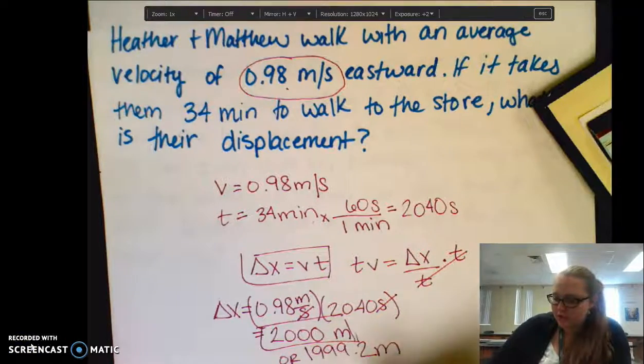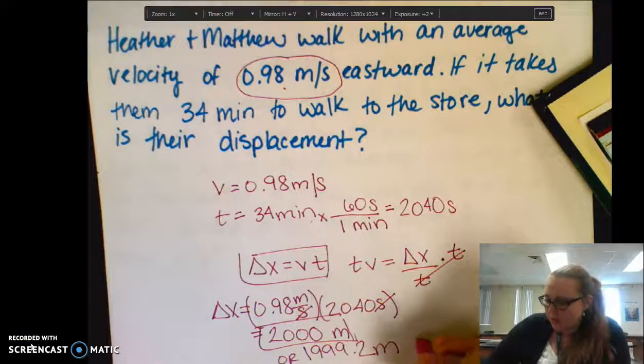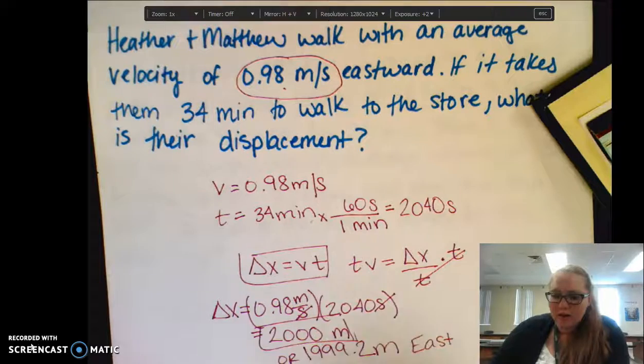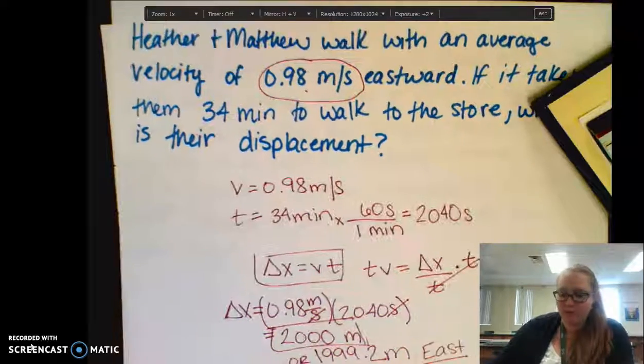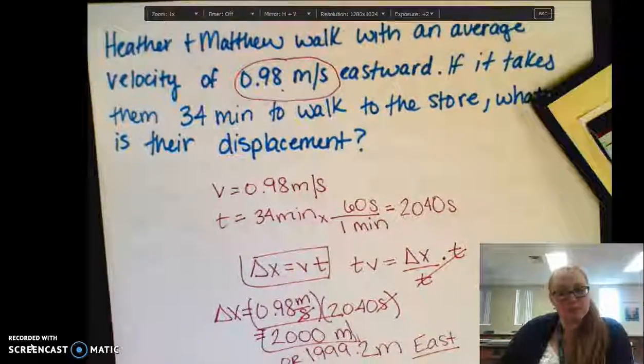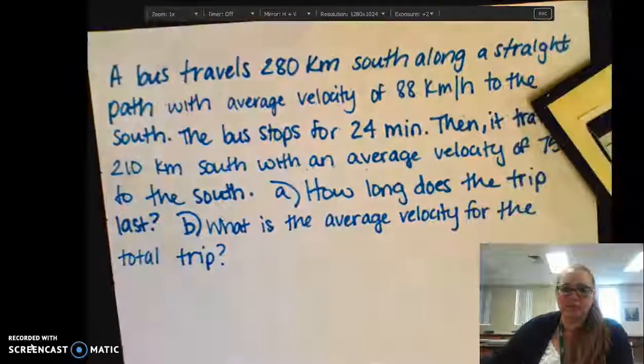We also need to add a direction to this. Since they're moving to the east, we add east, and we added the direction because it specified displacement, where direction matters. You could also say 2 kilometers instead of 2,000 meters.